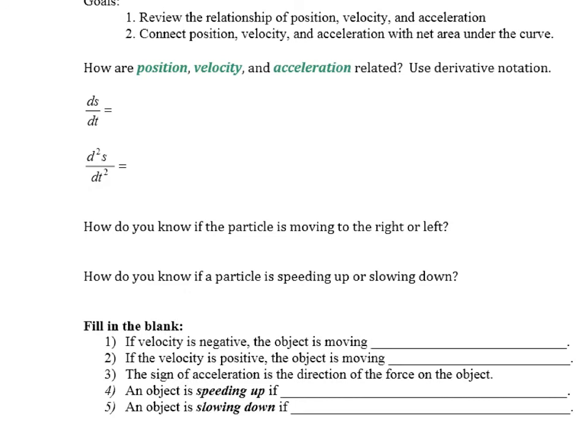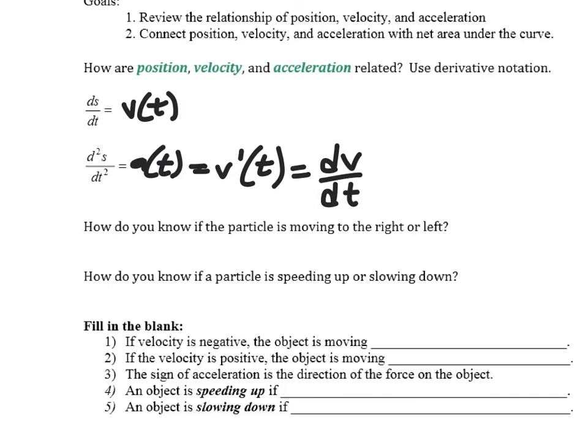ds dt, right? That's the change in position, which is velocity. d squared s dt squared is the same as acceleration, right? So that'd be the same as the derivative of the velocity, or you could call that dv dt.